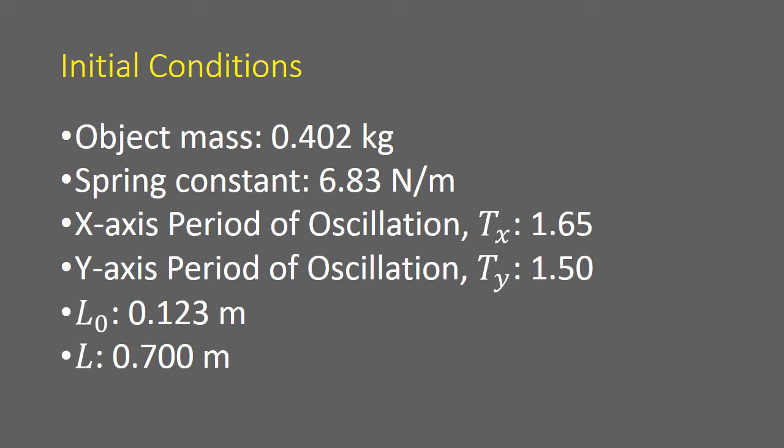Here were the initial conditions. The object mass was 0.402 kilograms. The spring constant was 6.83 newtons per meter. The x-axis period of oscillation was 1.65. The y-axis period of oscillation was 1.50. The L0 of the spring was 0.123 meters, and the stretch length was 0.7 meters.